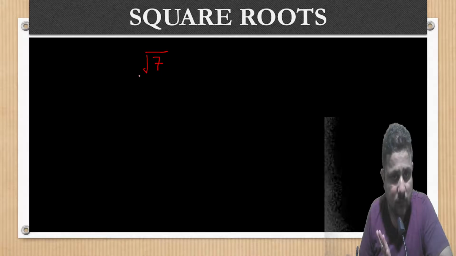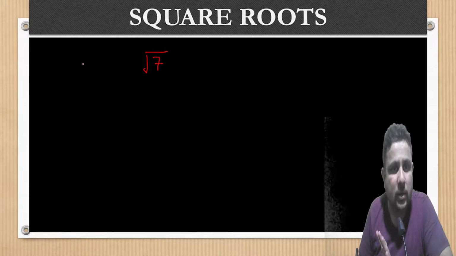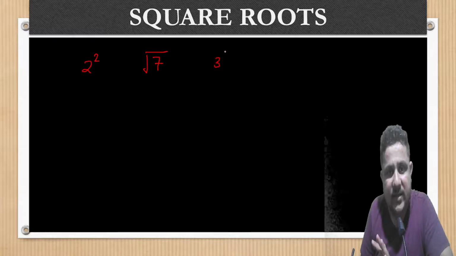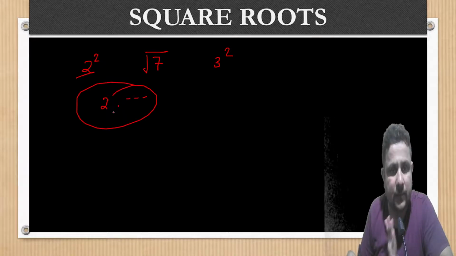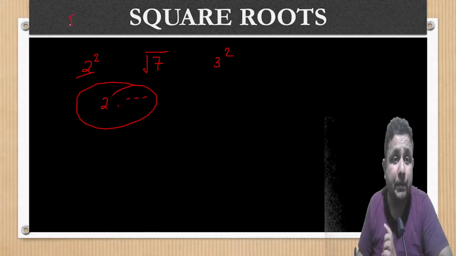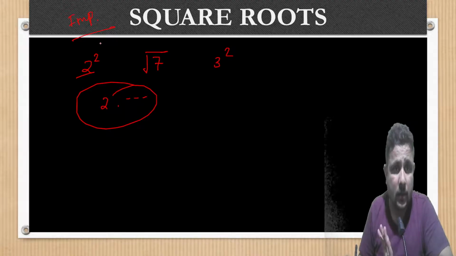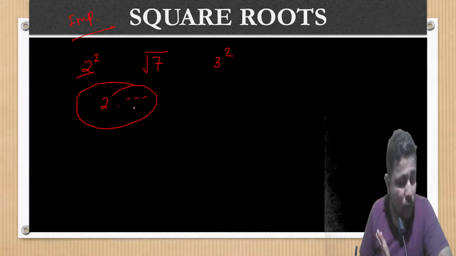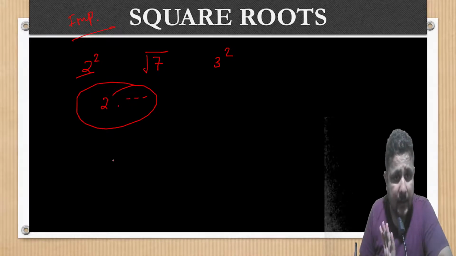I'm taking one more example. Suppose you need to find the square root of 7. So 7 is lying between two perfect square values, 2 square and 3 square. So your answer is going to be 2 point something. Is this clear? We are talking about imperfect square roots now, where the values come in decimal when we take the root. Everyone, you all need to be proactive in the chat box.